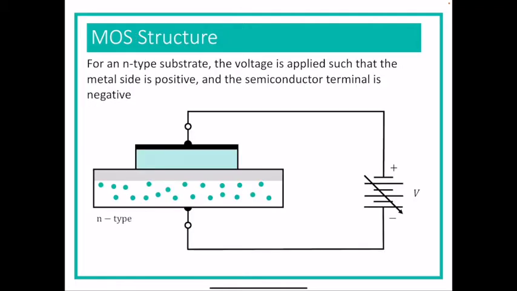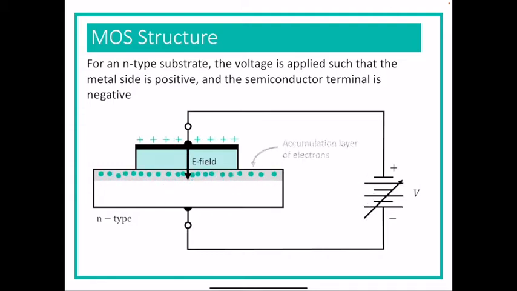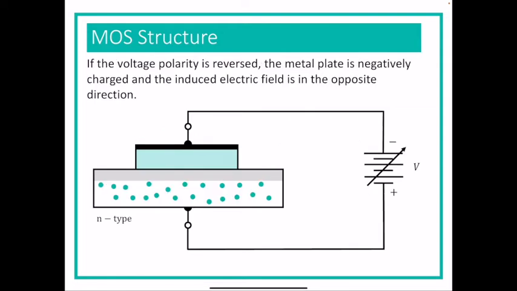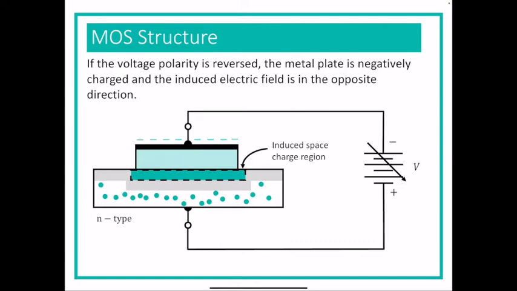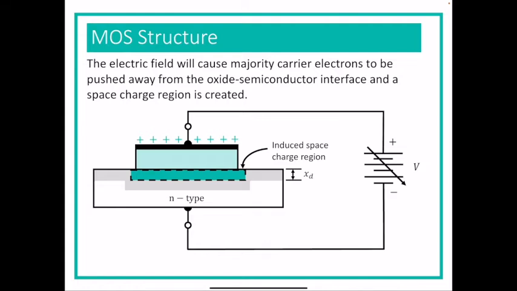So this time we have electrons in the N-type material, and we apply voltage so that the metal side is positive. When we do that, the electrons are attracted to the oxide layer, and you get an accumulation layer of electrons. If we turn the voltage around and do it again, then the electrons are pushed away, and you get an electric field and a space charge region just like you did with the P-type material. The space charge region has a distance. Again, everything else is the same.